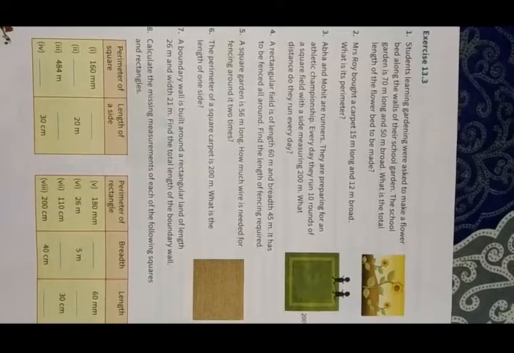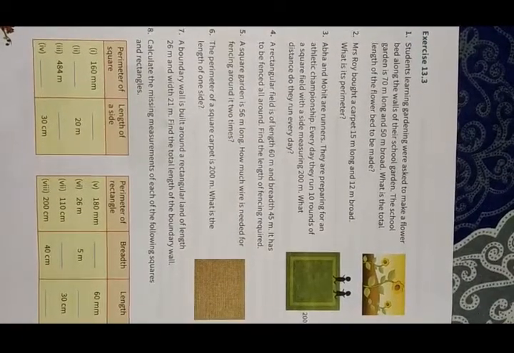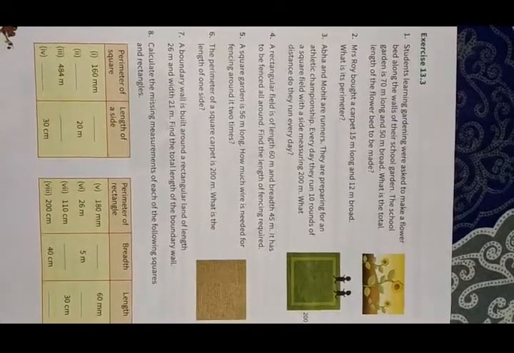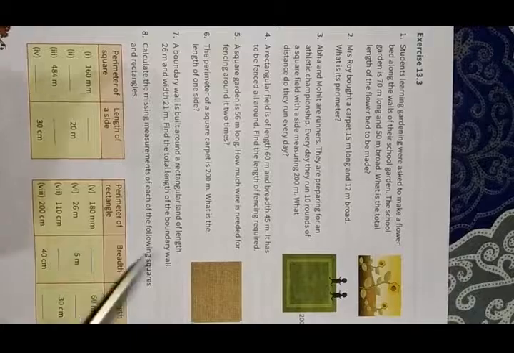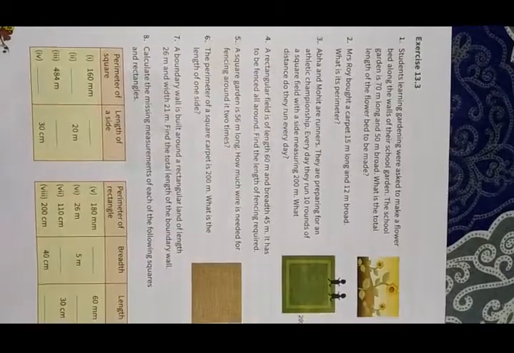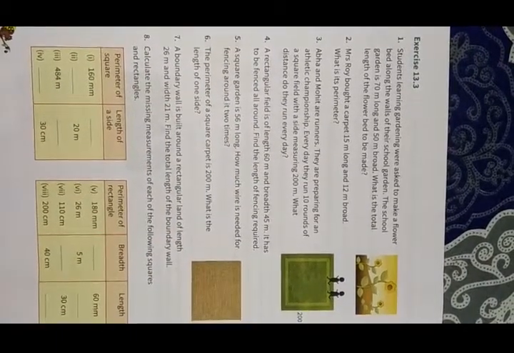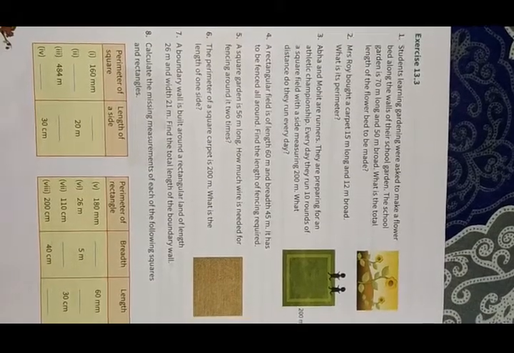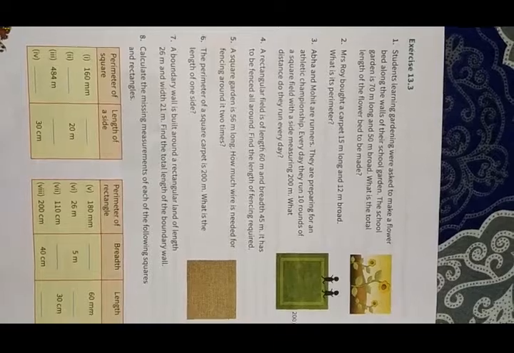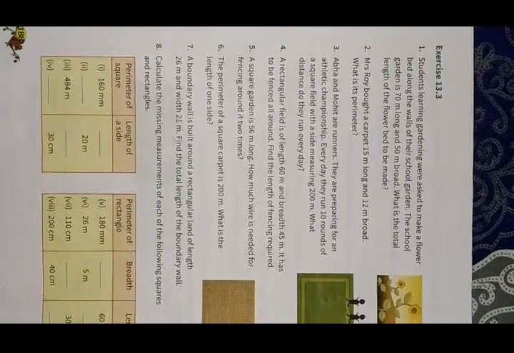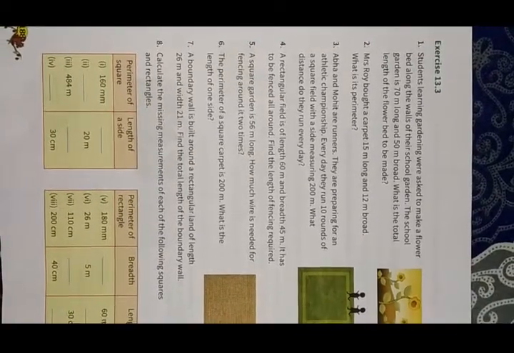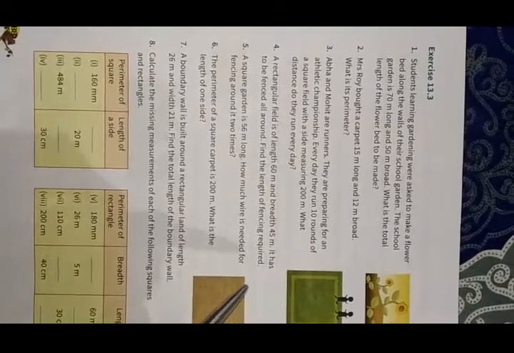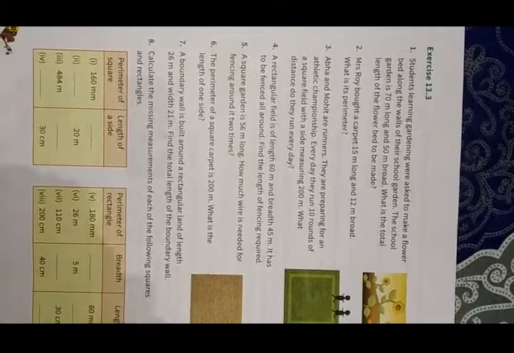Now question number 5. The square garden is 56 meter long. How much wire is needed for fencing around it 2 times? Now this time the garden is square. Side is given, 56 meter. How much wire is needed for fencing around it 2 times? Now we are fencing the square garden 2 times.